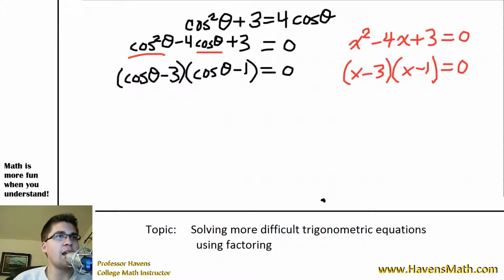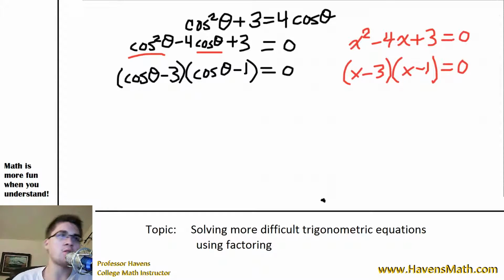You can go ahead and FOIL that out to verify. Cosine times cosine would make cosine squared, and then you'd have cosine times minus 1, which is negative 1 cosine theta, and then negative 3 times cosine would be minus another 3 cosine theta. So that inner product, if you're FOILing these two binomials out, would be negative 1 cosine minus 3 cosine, which make a negative 4 total cosine. And then finally, negative 3 times negative 1 would make positive 3. So this factoring works. If you FOIL it through, you should see that.